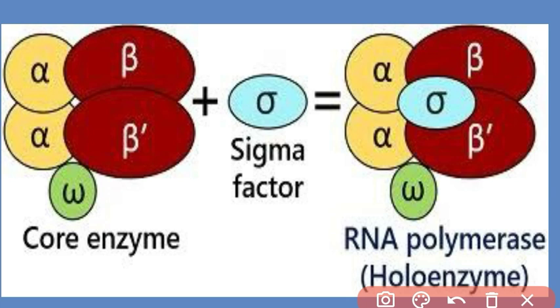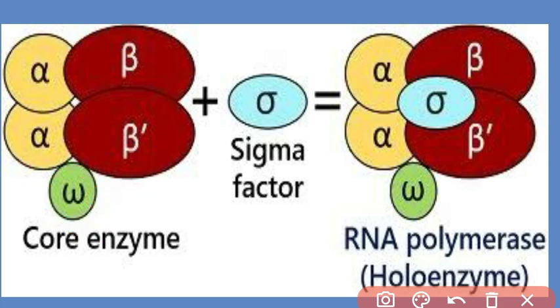The 5 polypeptides in a core enzyme are alpha, alpha, beta, beta prime and omega. The alpha subunit has a molecular weight of 36 kilodaltons, the beta subunit has a molecular weight of 150 kilodaltons, beta prime has a molecular weight of 155 kilodaltons, and this is a small omega subunit, and this forms a core enzyme.